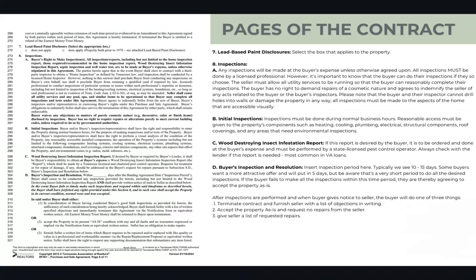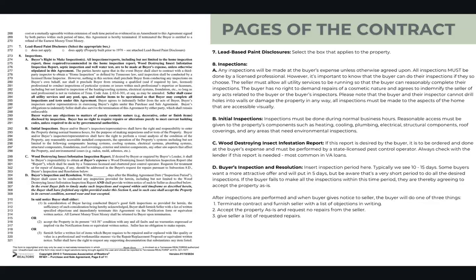And number 8 covers inspections. So any inspections will be made at the buyer's expense unless otherwise agreed upon. All inspections must be done by a licensed professional. However, it's important to know that the buyer can do their own inspections if they so choose. The seller must allow all utility services to be running so that the buyer can reasonably complete their inspections. The buyer has no right to demand repairs of a cosmetic nature and agrees to indemnify the seller of any acts related to the buyer or the buyer's inspectors.